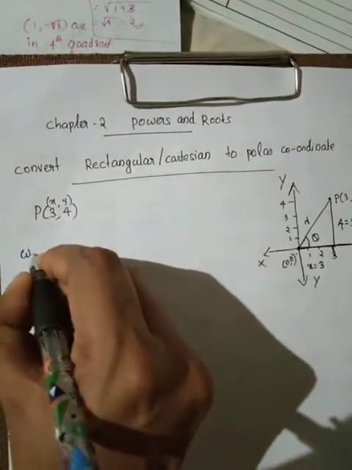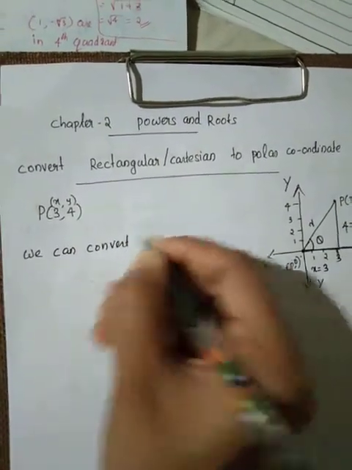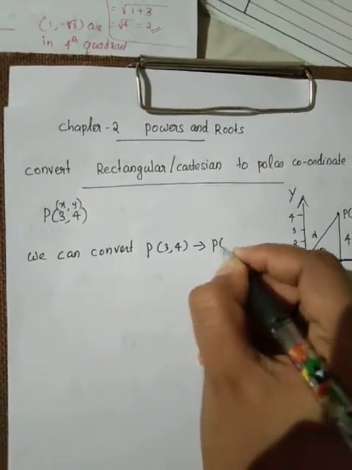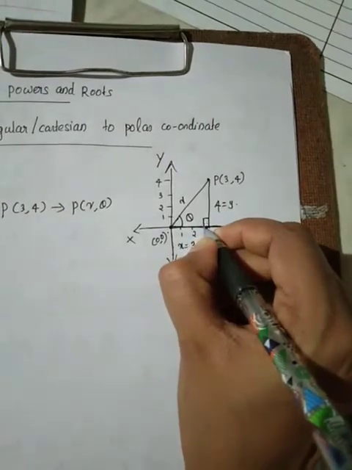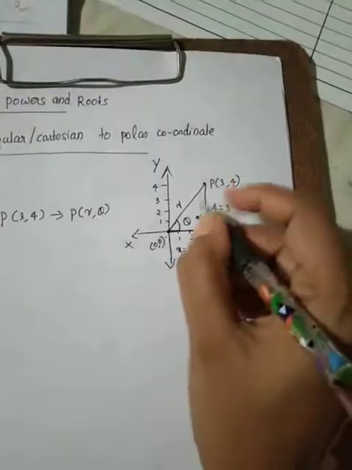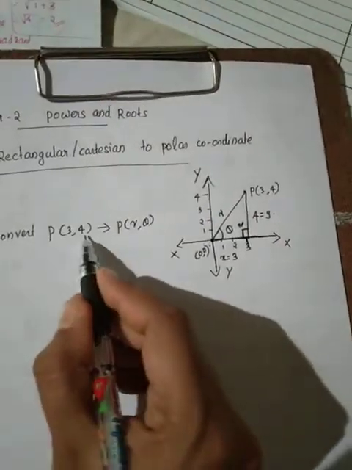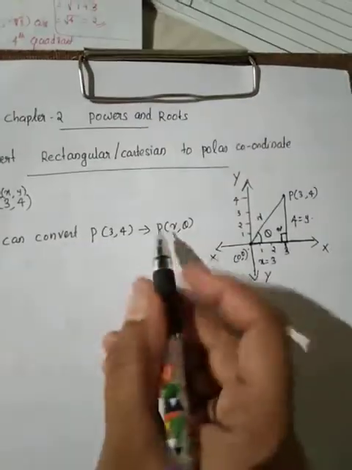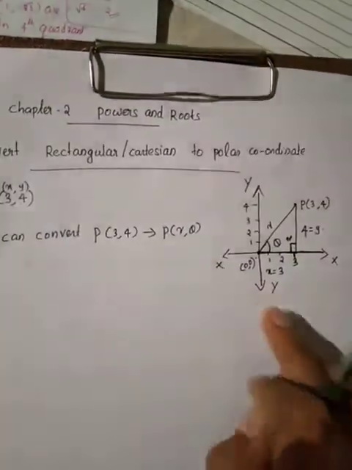Then we can convert P of 3, 4 to P of r, theta. It is a right angle triangle, with a 90 degree angle. This is the polar coordinate system. So to convert P of 3, 4 to P of r, theta, we need to find the values of r and theta.